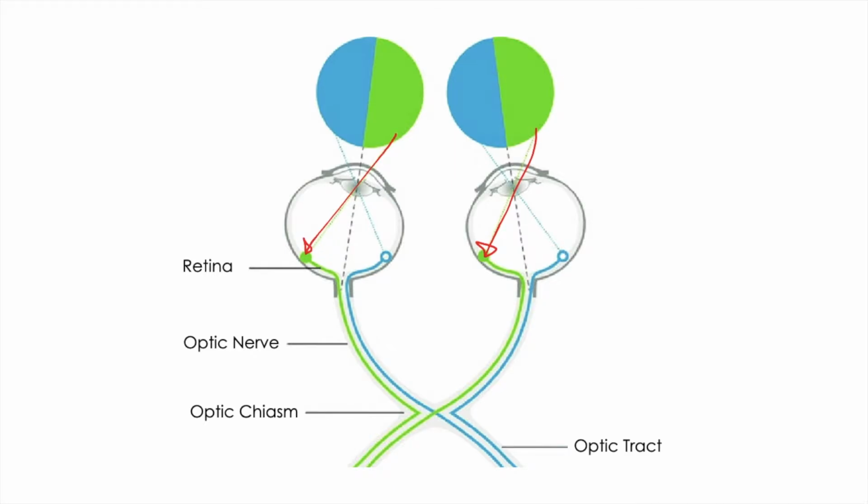Something interesting to note is how information from the nasal retina travels differently than the information from the temporal side of the retina. They travel together initially in the optic nerve, but when the optic nerves come to the optic chiasm, the fibers from the nasal retina decussate to the contralateral side, while the fibers from the temporal retina stay on the ipsilateral side. Then, when the visual pathway continues on as the optic tract, everything from the left visual field ends up in the right optic tract, and everything from the right visual field ends up in the left optic tract.